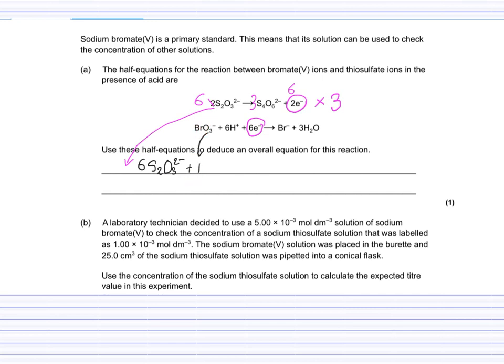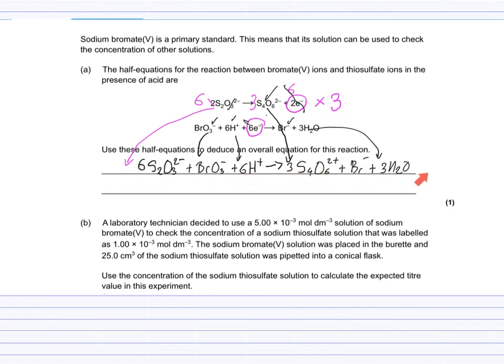Bring down the reactants, that's 6 moles of S2O3 2 minus, and the oxidizing agent, that's 1 mole of that, so we tick that off, that's gone, and 6 moles of hydrogen ions. Over this side we've got 3 moles of S4O6 2 minus, bring that down, add 1 mole of bromide ions, and also 3 moles of H2O. We can cancel the electrons out because there are 6 electrons on both sides.